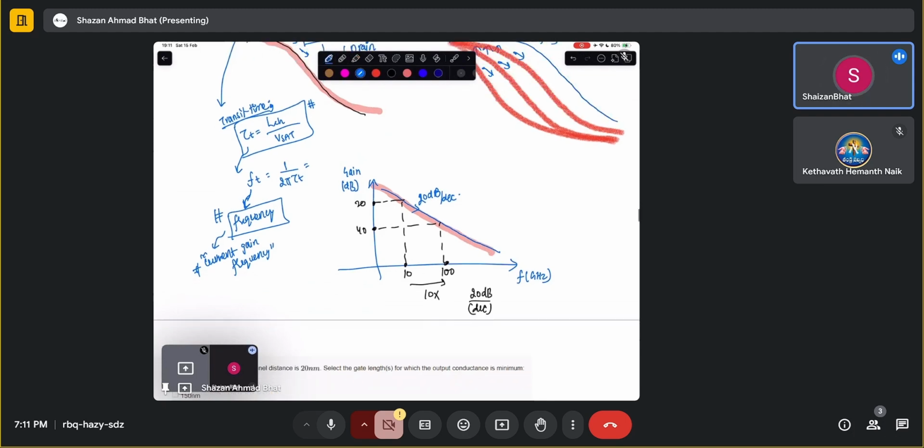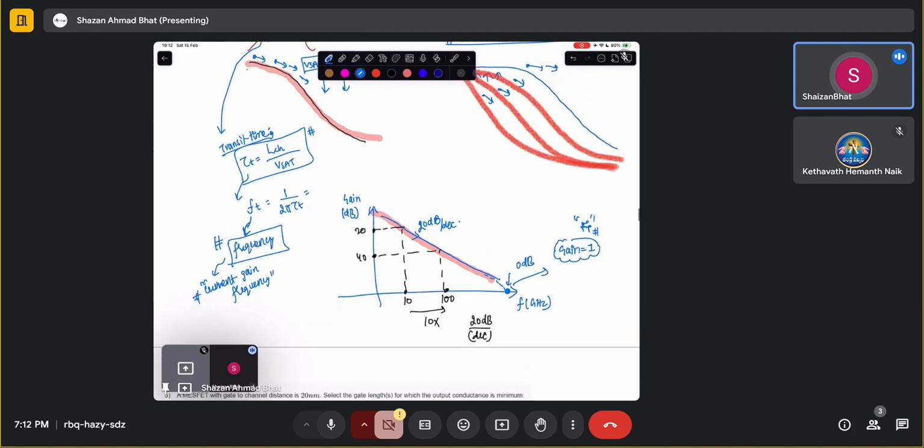And if you extrapolate it experimentally, you see this particular point where you have 0 dB, let's say, and the gain becomes basically equivalent to 1. You see this point at which the gain becomes equivalent to 1. That means the current gain frequency, which is denoted by ft, and you can denote it in terms of the log scale.